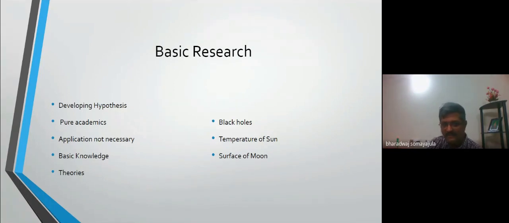For example, I have given you the black holes: how the black holes are created, what is the temperature of the sun, whether it is varying from point to point or not. How does the surface of the moon change from one region to another region? If a comet is passing through the moon, whether the surface of the moon changes or not. This kind of research comes under your basic research.